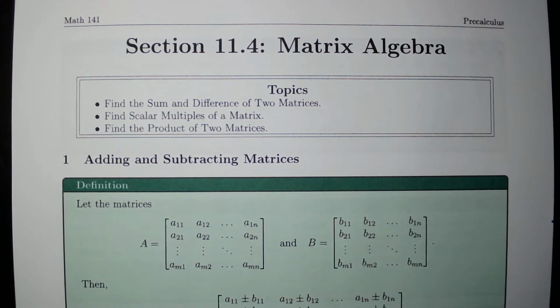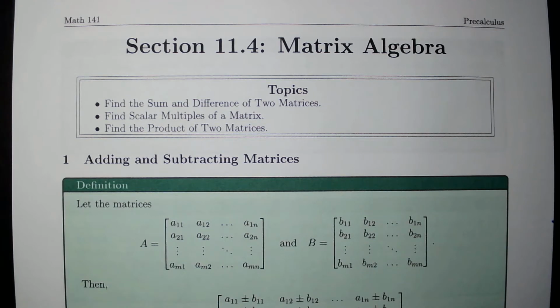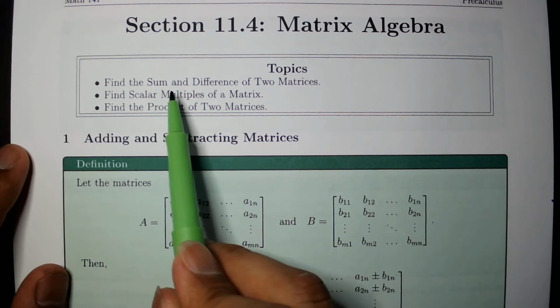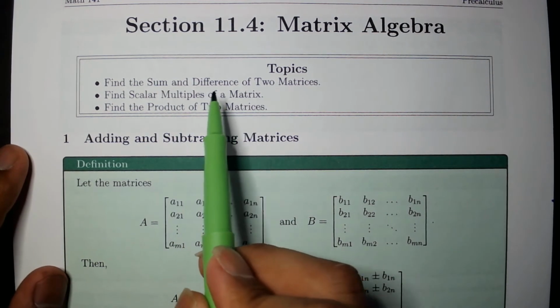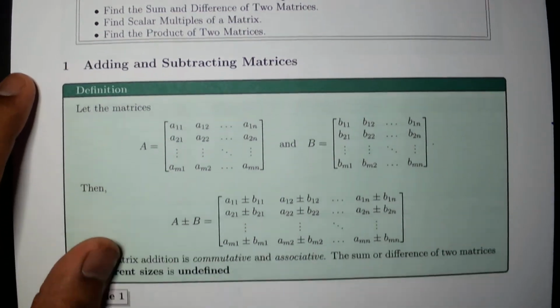Alright, so in this video we go over section 11.4, matrix algebra. We have already defined what matrices are. We use them to solve systems of equations, both using the graphing calculator and by hand using Gauss-Jordan elimination. Now we're going to do operations with these matrices: add and subtract matrices, find scalar multiples of a matrix, and find the product of two matrices.